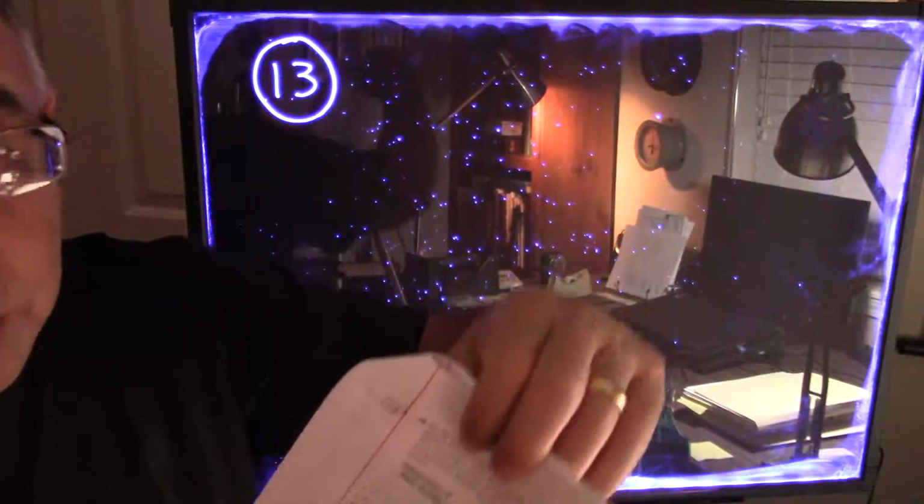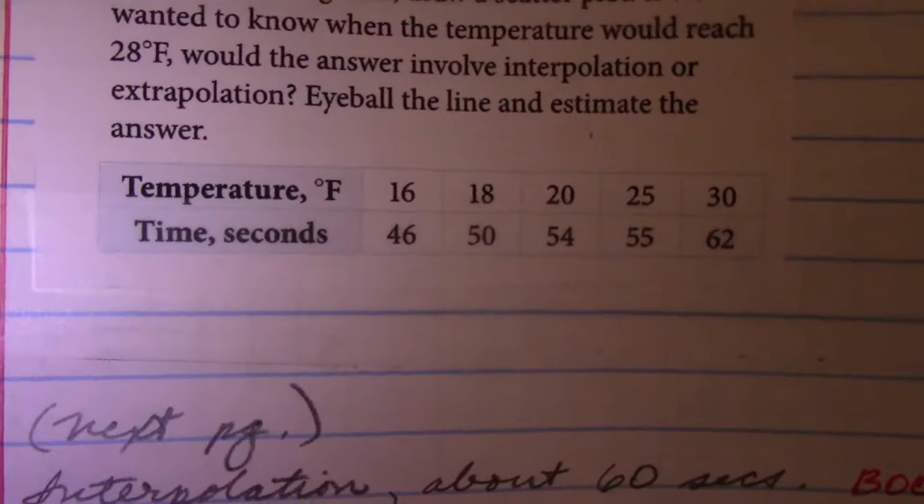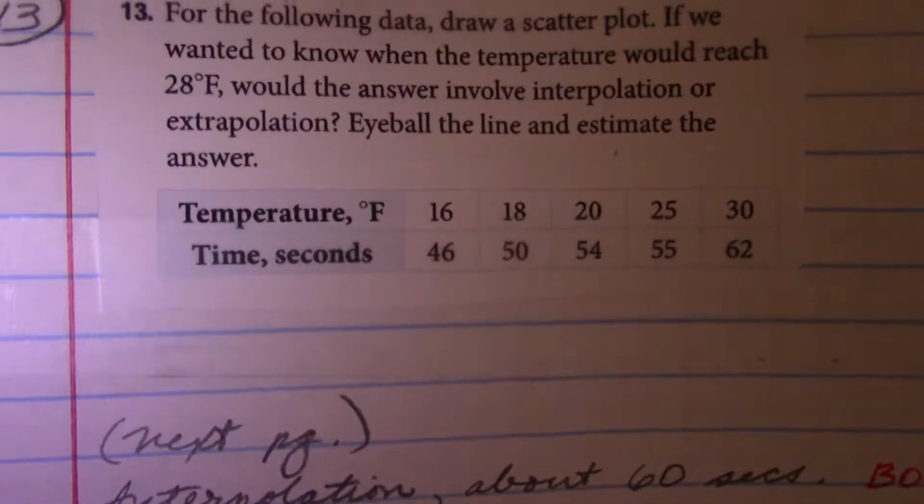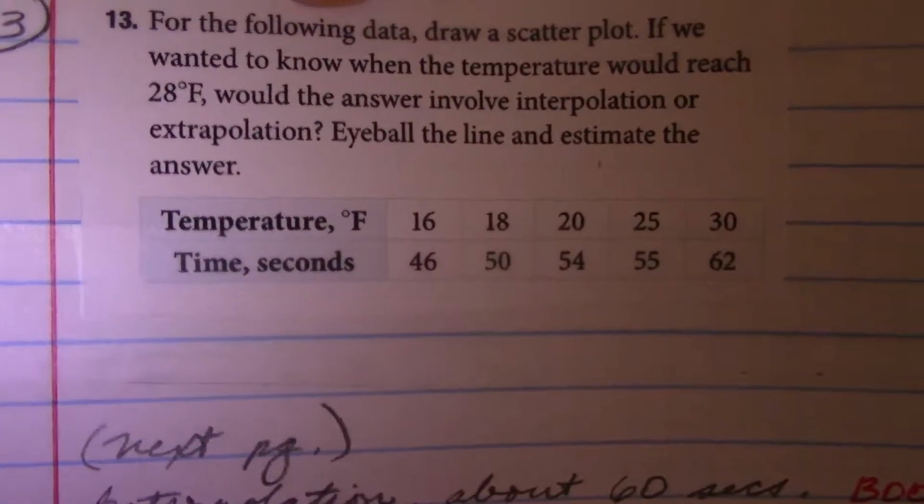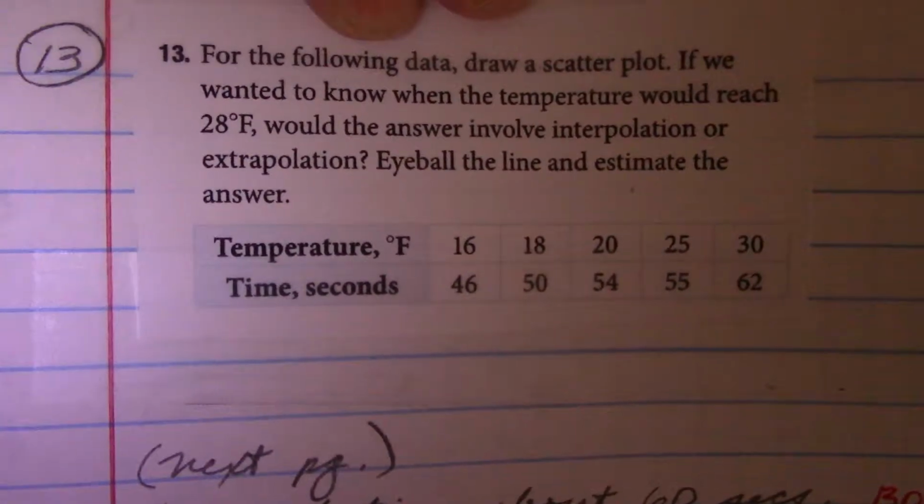Okay, number 13. For the following data, draw a scatter plot. If we wanted to know when the temperature would reach 28 degrees Fahrenheit, would the answer involve interpolation or extrapolation? Eyeball the line and estimate the answer. So if you look at the data here, they list temperature first and time second, and that would indicate that they want the temperature to be the independent variable and time to be dependent.